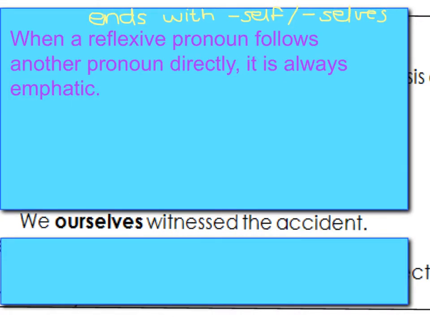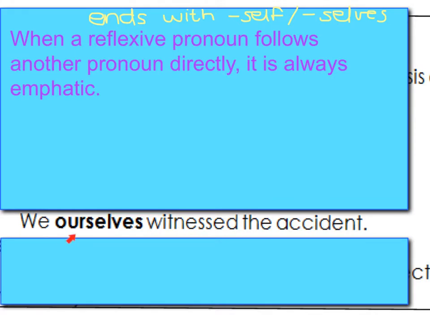The last sentence says, we ourselves. Have a look at it again. We ourselves. Here's the pronoun, and directly after it, ourselves. Can you see it ends with selves, which is a reflexive pronoun. Remember, when a reflexive pronoun follows another pronoun directly, it is always emphatic.